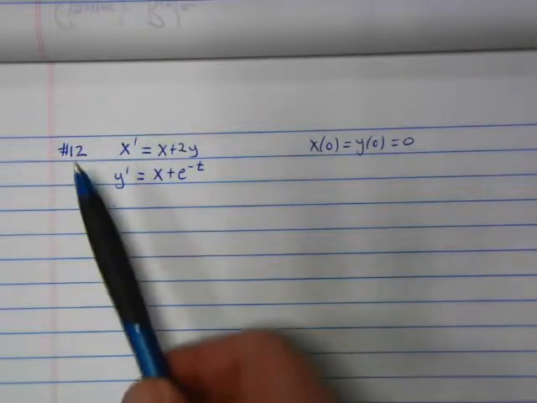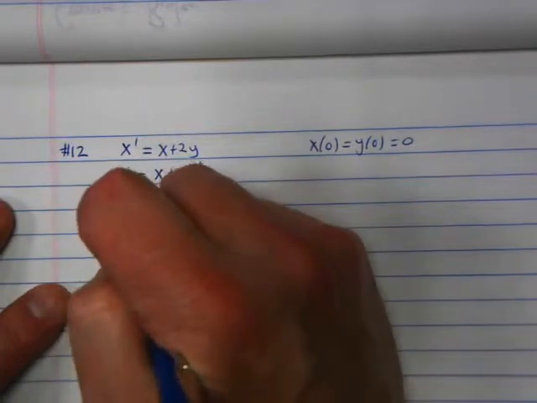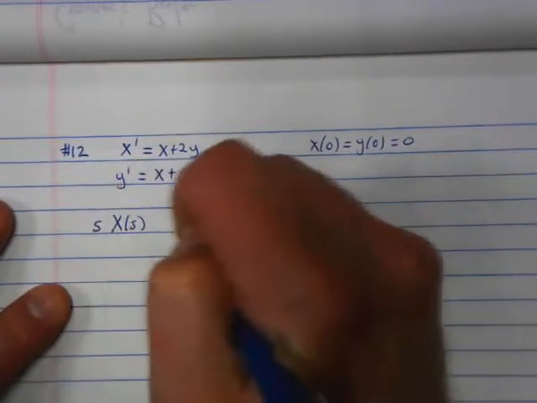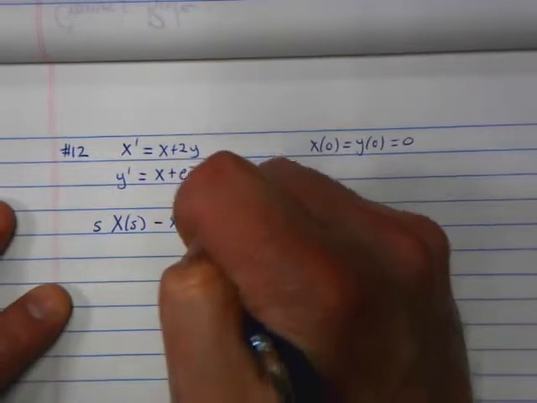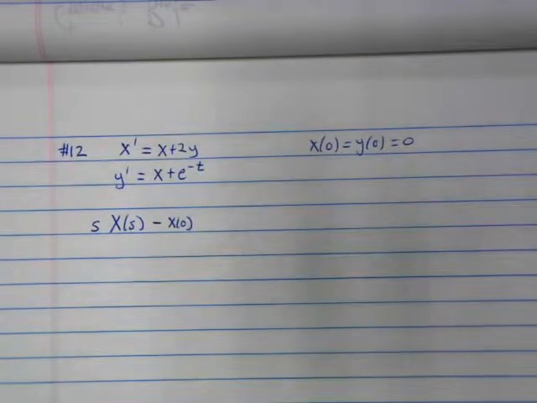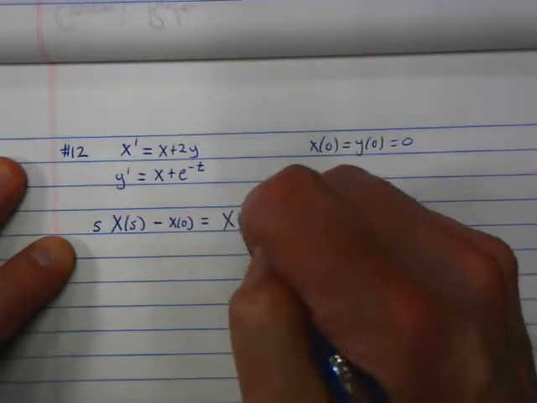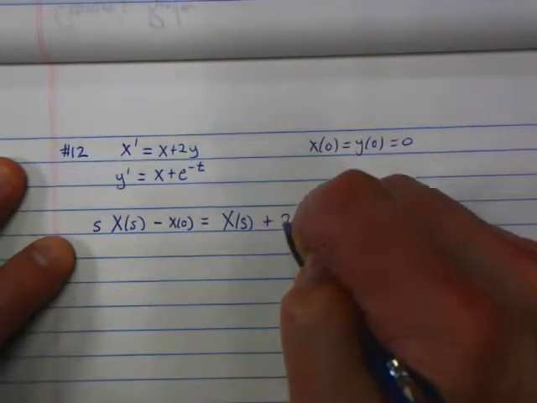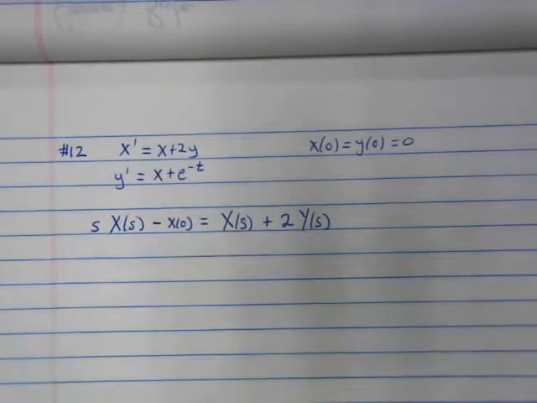What's the Laplace transform of x prime? It's S big X minus x at 0, equals, that's big S plus 2 big Y. The Laplace transform of y is big Y.